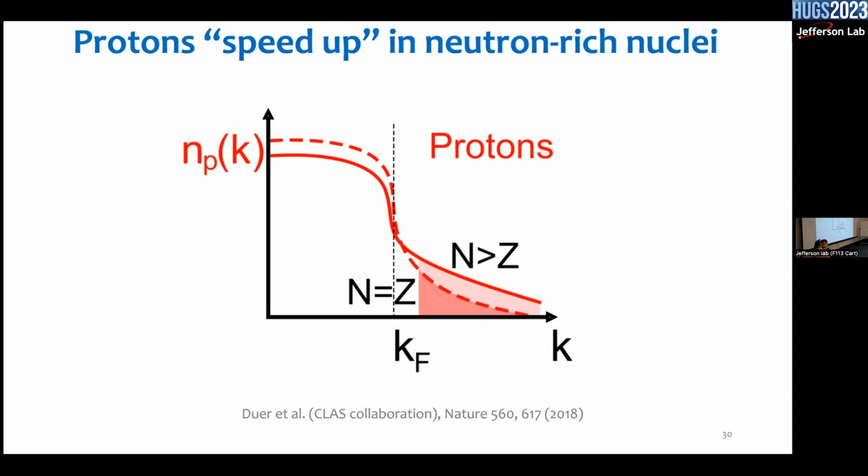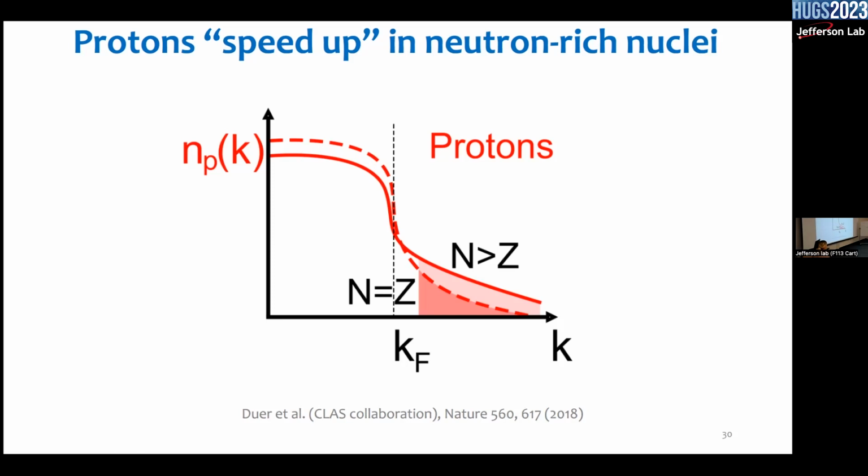So the idea then is that in an asymmetric nucleus, your protons, which are the minority nucleon in that case, are more likely to pair in this high momentum tail, so they sort of speed up, because they're always the chosen one to pair with. And so they speed up and occupy this tail, versus a symmetric nucleus.